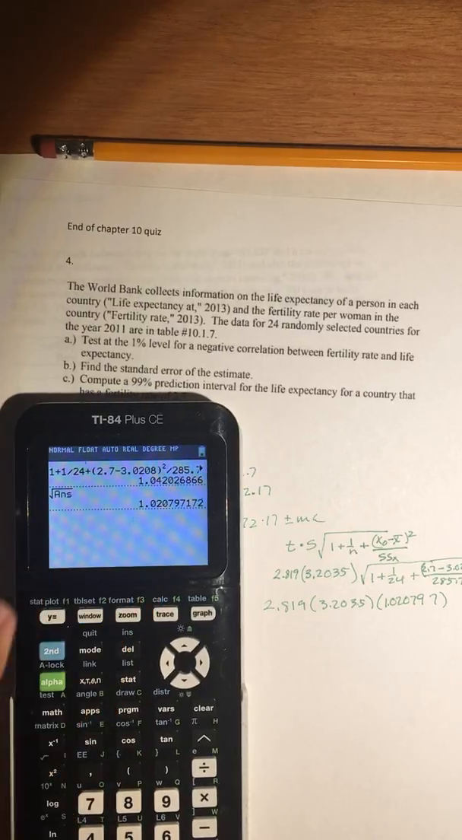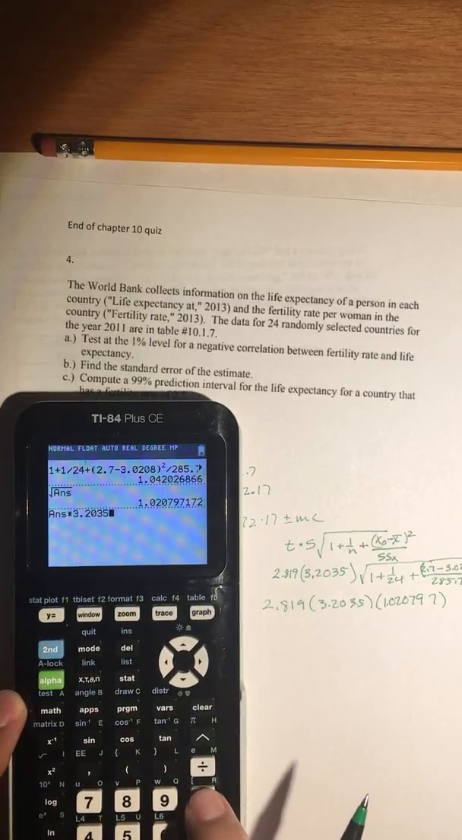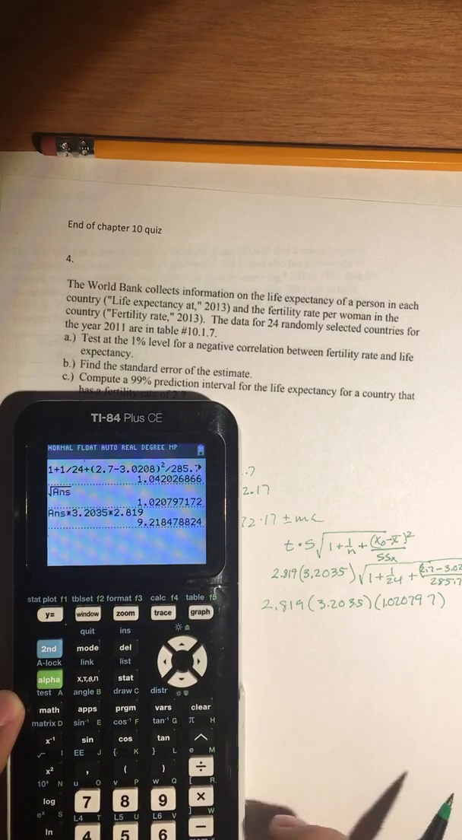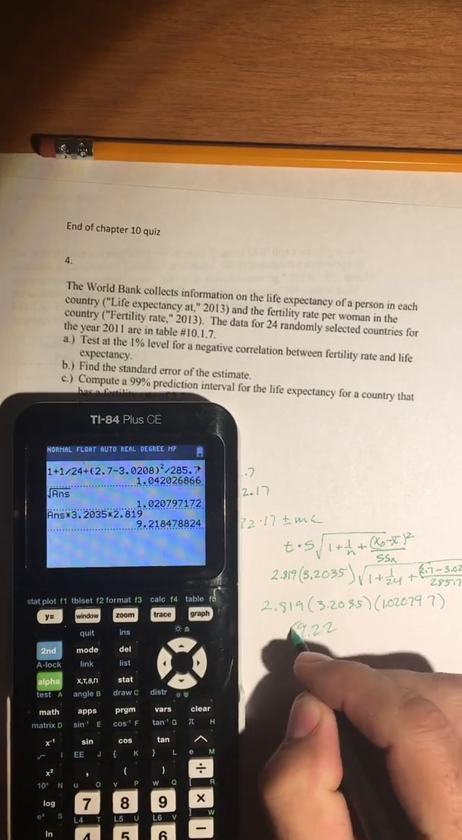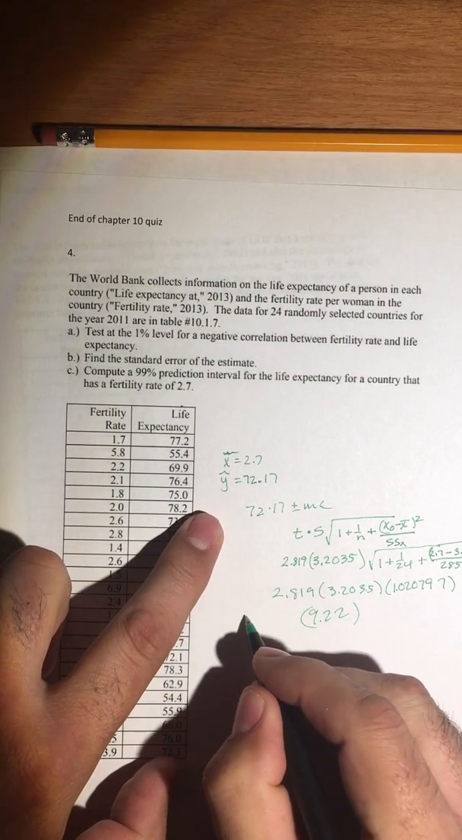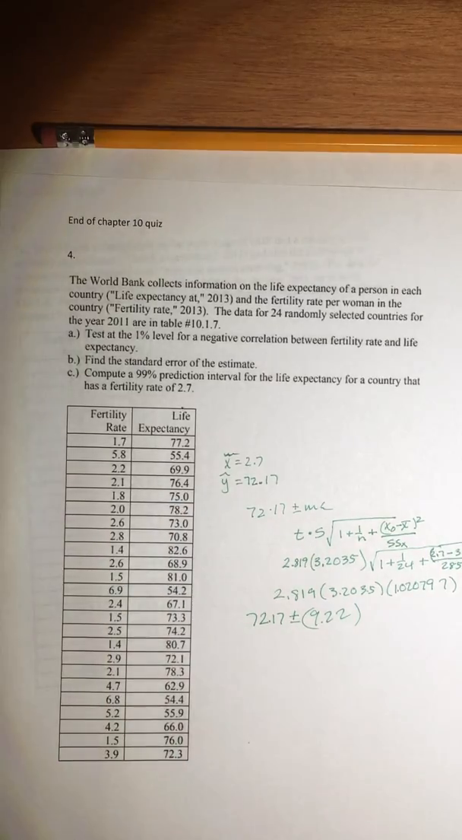So take that number times 3.2035 times 2.819 is 9.22. And that's our margin of error. So we've got 72.17 plus or minus that 9.22.